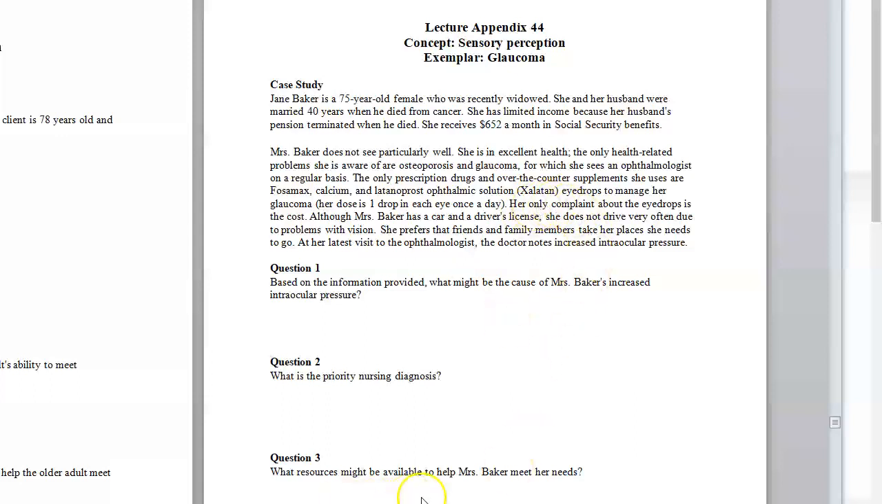What resources might be available to help Mrs. Baker meet her needs? We need to advocate for these patients. These drugs are extremely expensive. It might be necessary to let her physician know, and many times they can call the drug reps who bring these into the offices for the physician to use as their routine med for a patient that might have something like glaucoma. There's a lot of help for these patients out there.